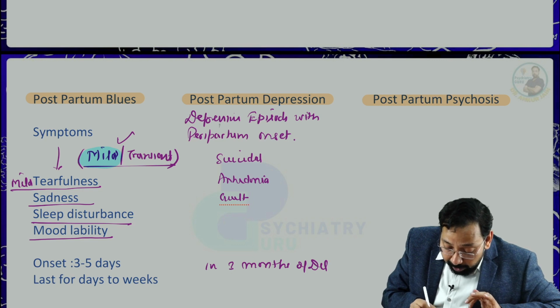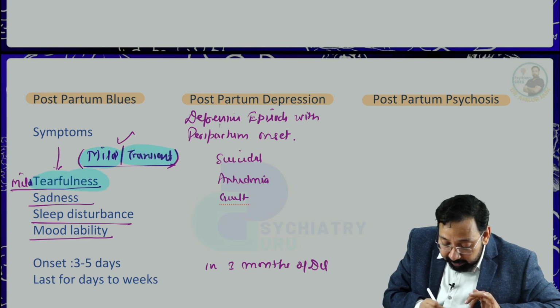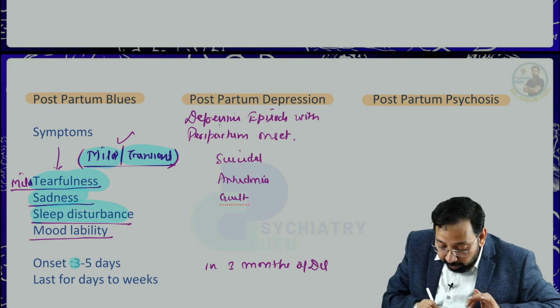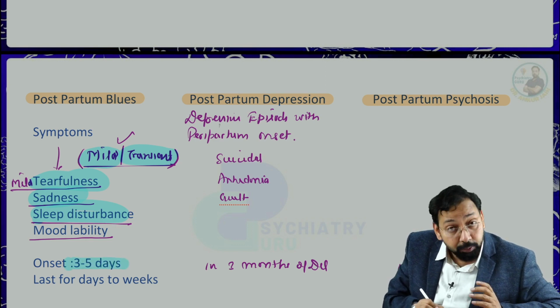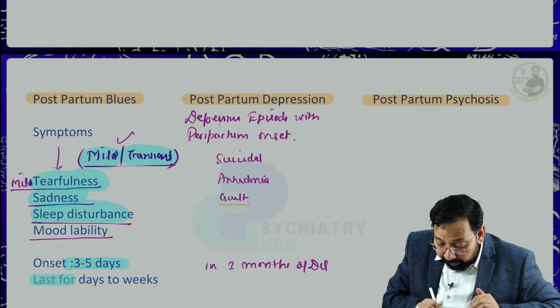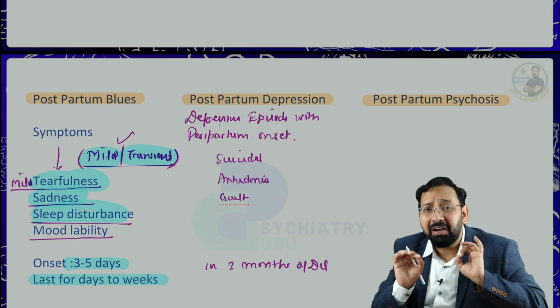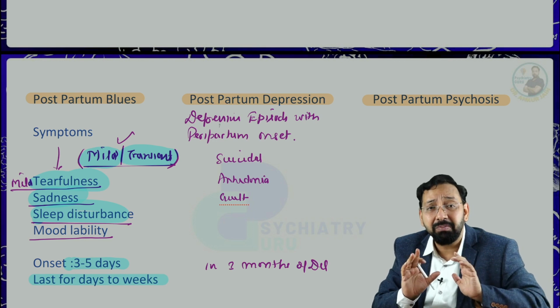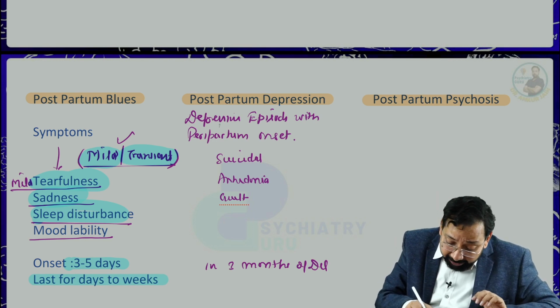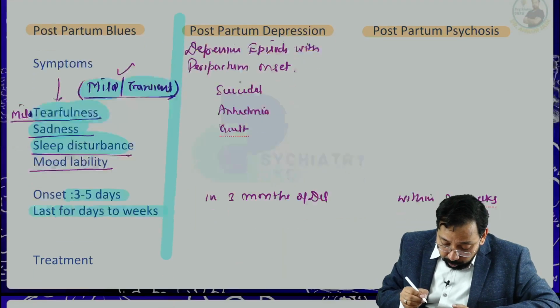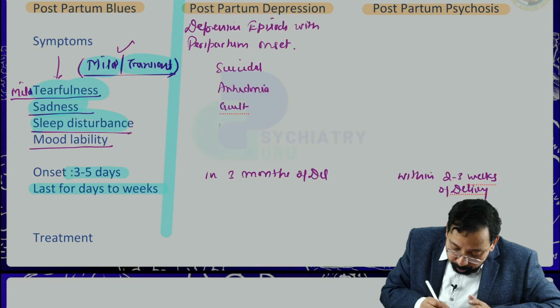They have mentioned mild, transient; tearfulness is there, sadness is there, sleep disturbance is there; onset within 3 to 5 days, and lasts a few days to weeks. Means it will be fine in a few days. Duration is not the criterion, the symptom is: mild symptoms are there. Then it is postpartum blues. Treatment is support to the mother.